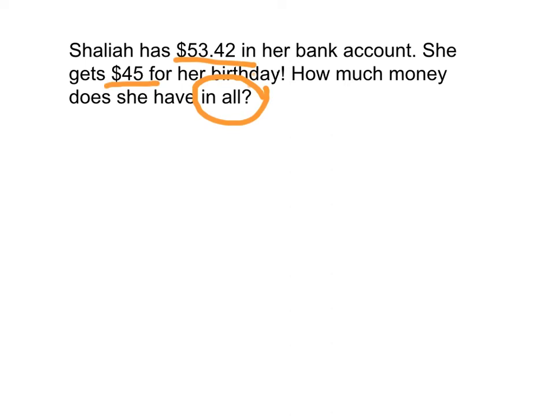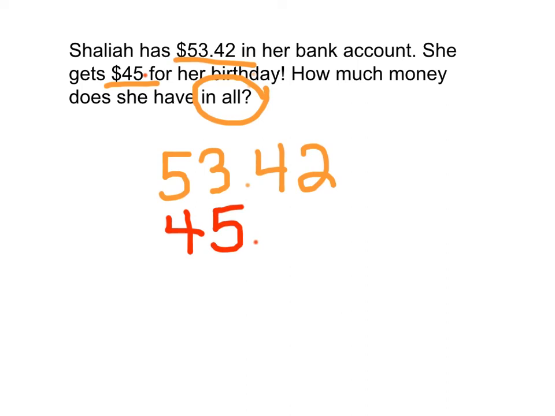$53.42, and then I have $45. What I'm going to do is I'm going to line up the decimals. Now, 53 and 42 cents is written like that. 45. Now, where would my decimal go in this problem? It's going to go after my 45. So I would put 45 and .00.